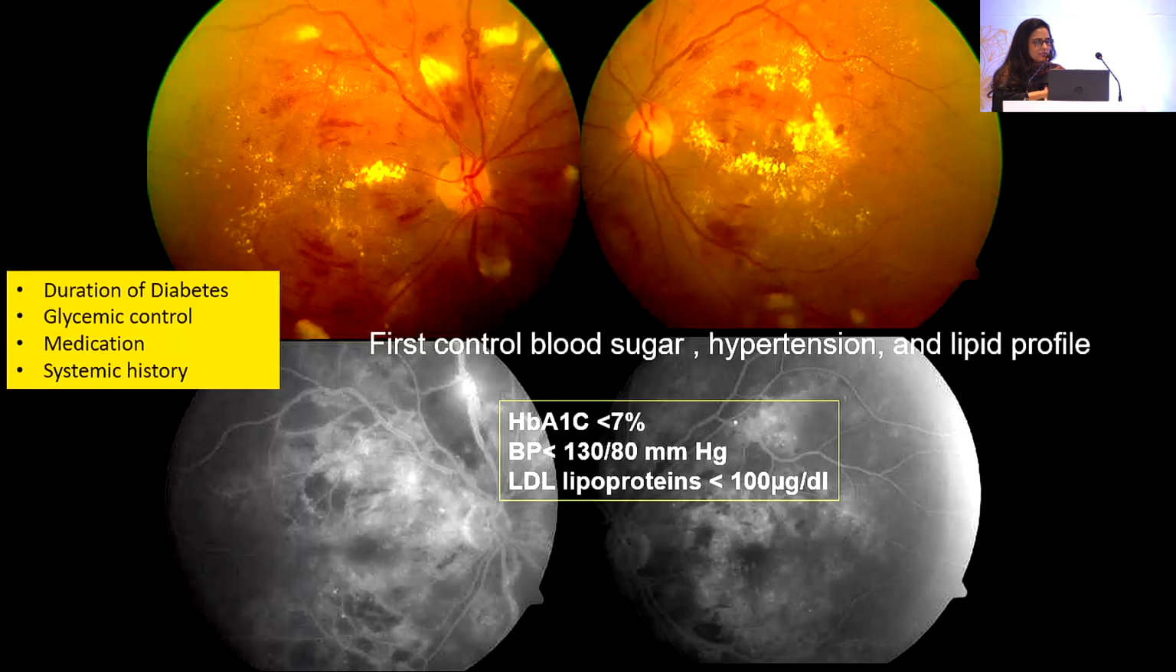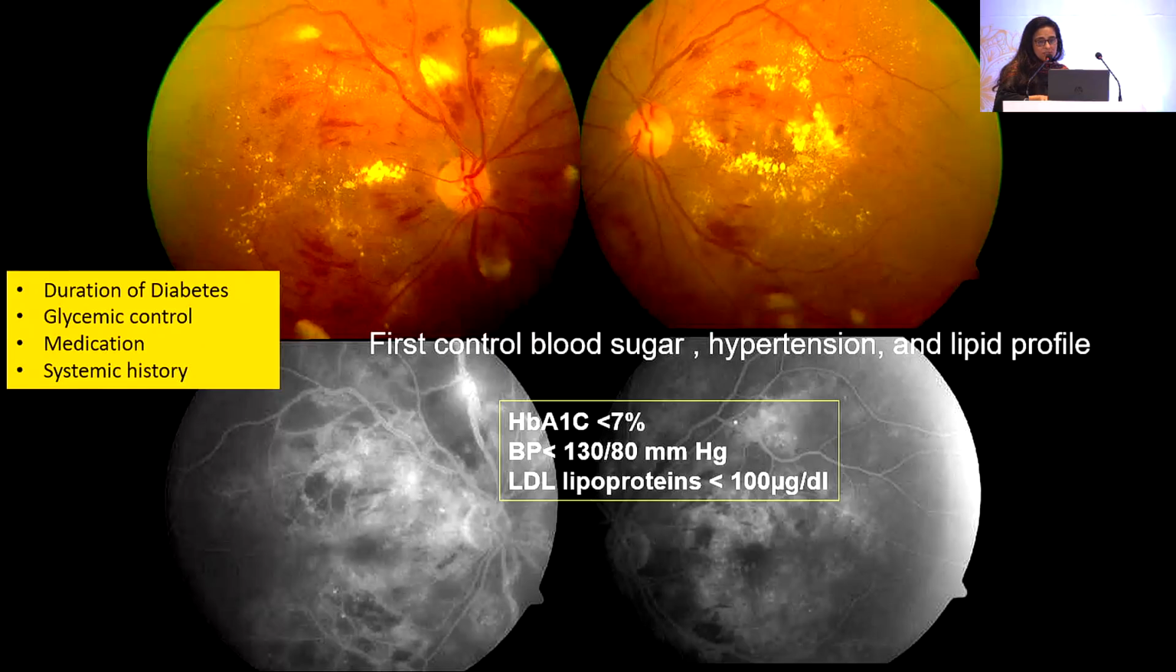Now, whenever you see a diabetic patient and you see retinopathy like this, the first thing is to ask the patient to get his baseline examinations, the blood sugar, the blood pressure, and the lipid profile. I would also like to add hemogram to this, because uncorrected anemia is another cause of increase in retinopathy. So these are the parameters that you would aim for.